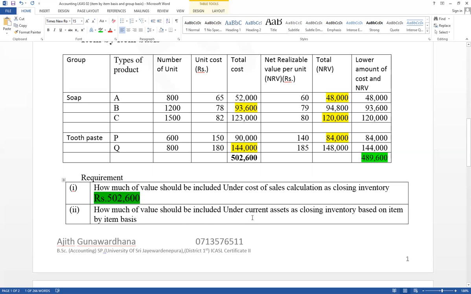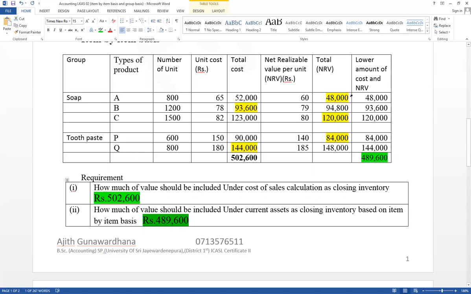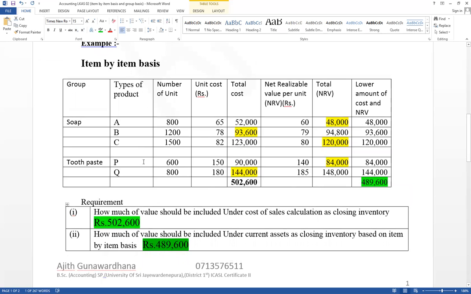And how much value should be included under current assets as closing inventory based on item by item basis? Think about the item by item lower value; its total amount is 489,600. Therefore, rupees 489,600. This is the value that should be included in the financial position based on the prudence concept. Then the stock written off: this is the value included in the financial position and this is the value included under cost of sales calculation. Then the difference should be included under other expenses as stock written off. This is the item by item basis.